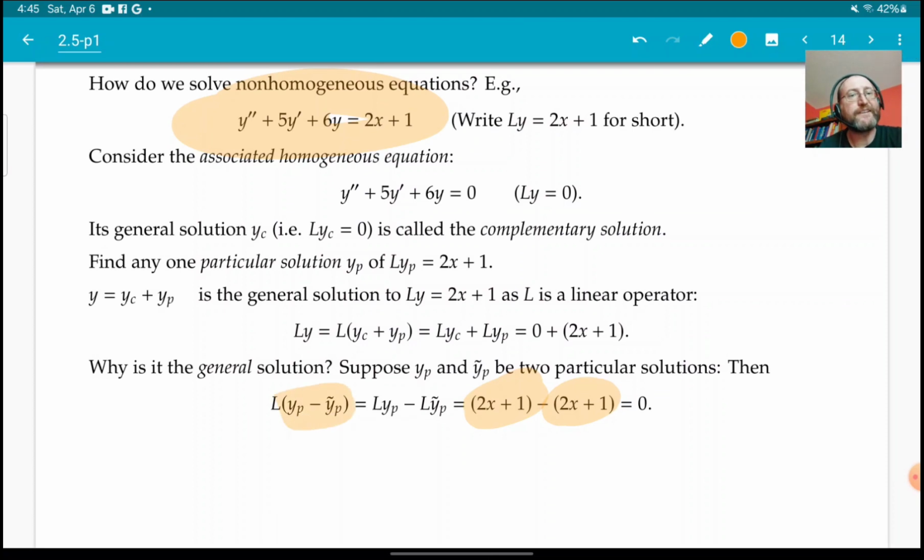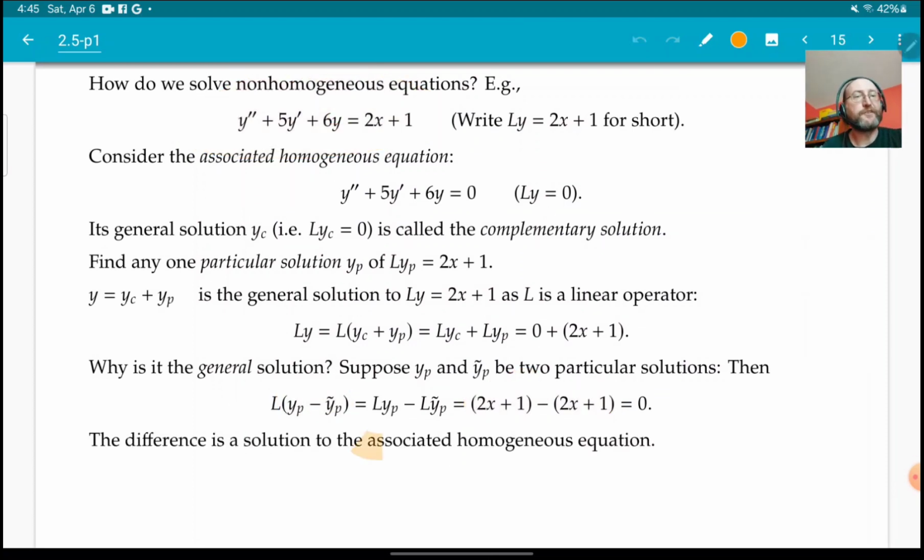That means their difference solves the associated homogeneous equation. If I go from one particular solution to another particular solution, the difference is a solution to the associated homogeneous equation. So if I want any other solution starting from y sub p, I just need to add to it one solution to the associated homogeneous equation. If I add all of them, that is, if I add y sub c, which is the general solution to this, I get all the solutions to the equation that I'm looking for.